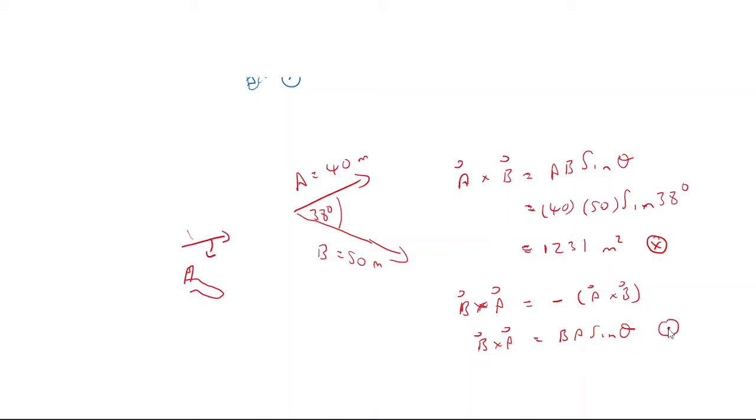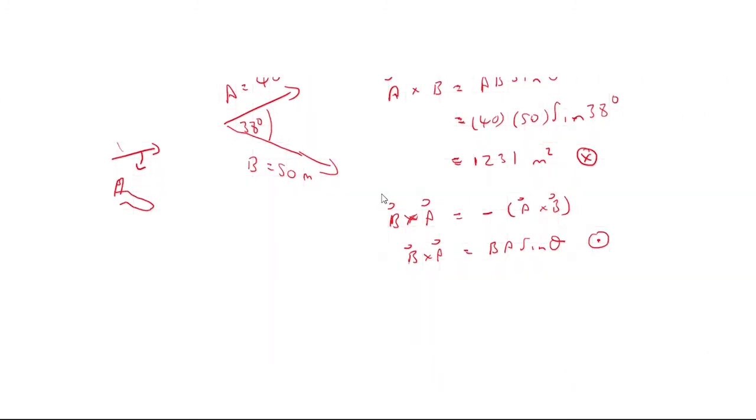So you can see that the only thing that changes here is the direction. If we were to calculate this one, we would find the same value: 50 multiplied by 40 sine of 38. The only difference is that it is now going out, and you're going to get 1,231 meters squared. That is why we're saying it's going to be the same as A cross B in terms of the vector magnitude, but just in the opposite direction, right?